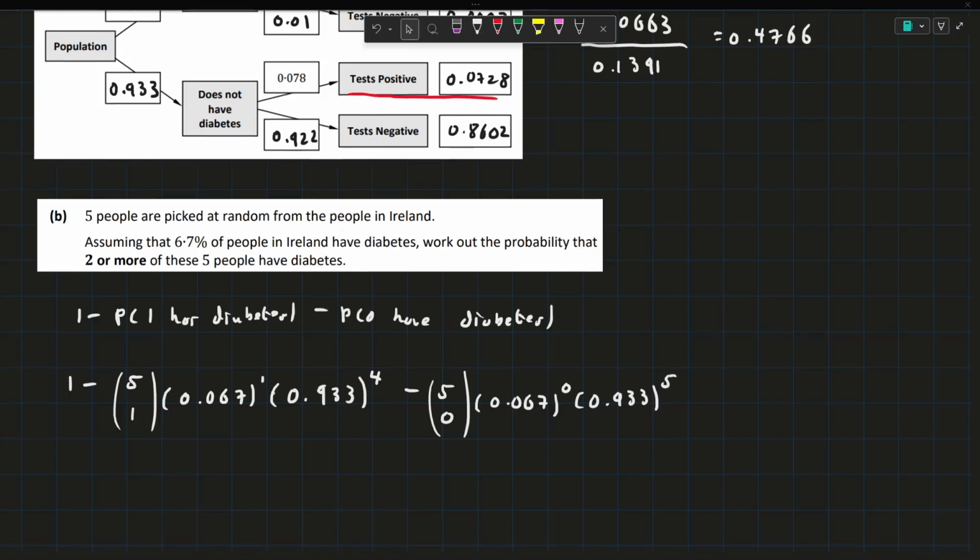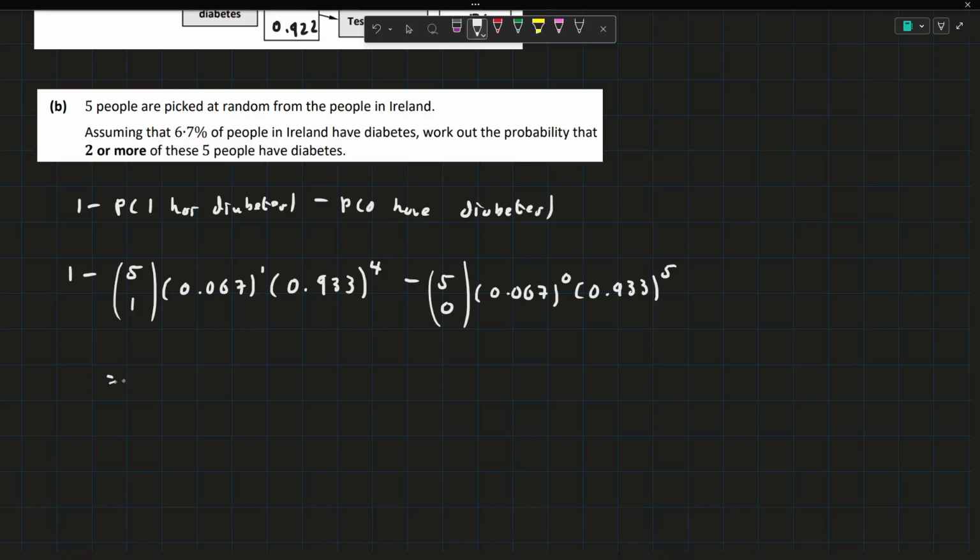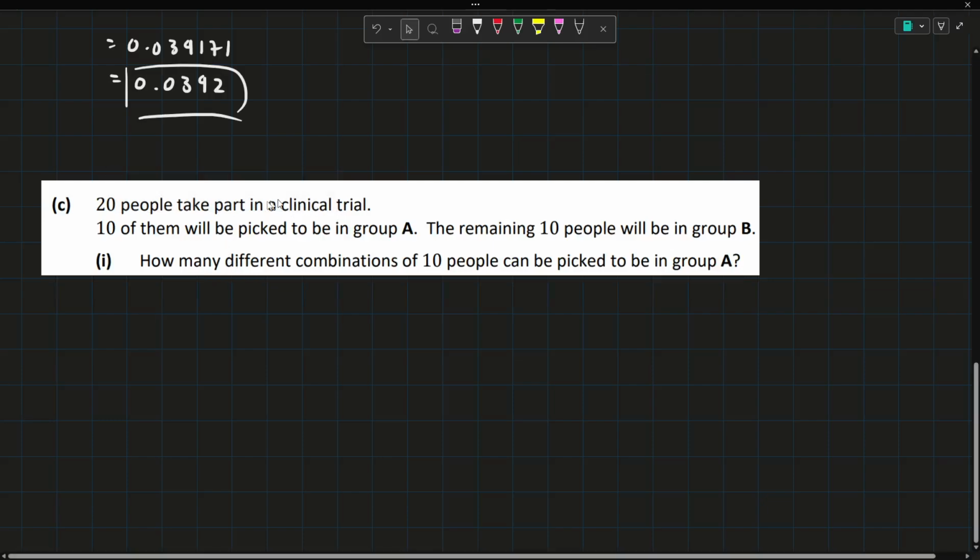And then when you put this all into your calculator and you compute it, you'll get 0.039171. And then again, 4 decimal places we will have 0.0392, because 17 rounds up to 2. So that's our probability. Then we have 20 people taking part in a trial.